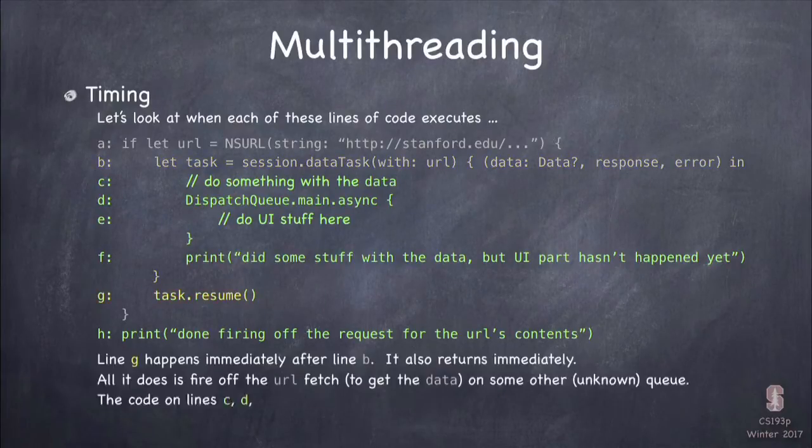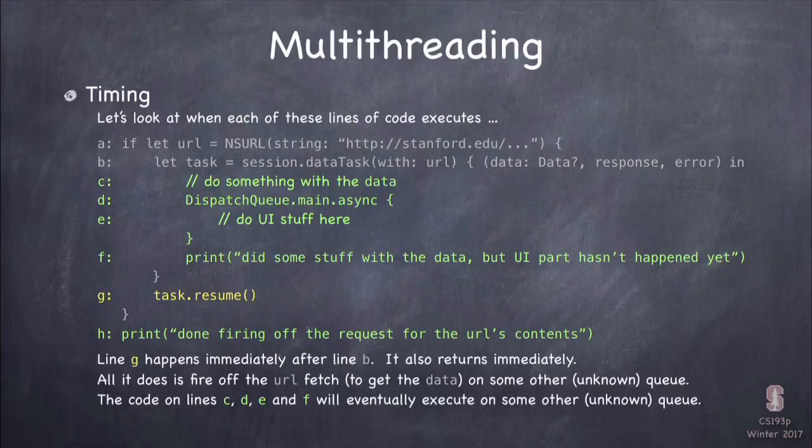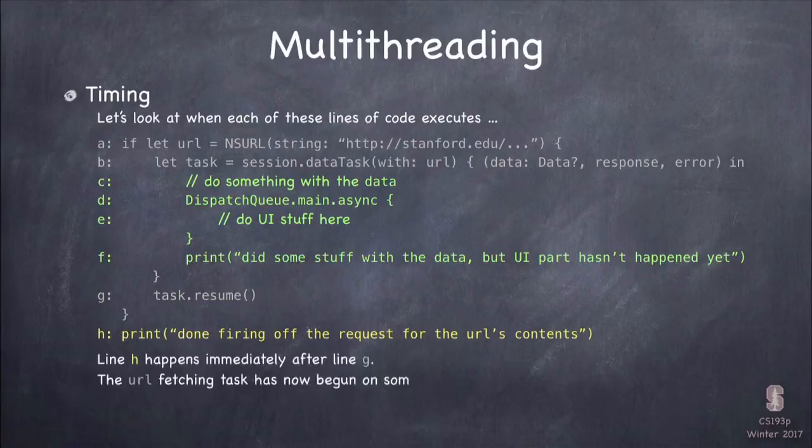Then you do task resume. That also returns immediately, but on a different queue, it starts doing the fetch. It starts trying to get the contents of that URL, but on some other queue. So on this queue, the main queue presumably, task resume returns immediately. That means that line H happens immediately. Right after task resume, boom, the print, done firing off the request. But that's all we've done at this point, is fire off the request.